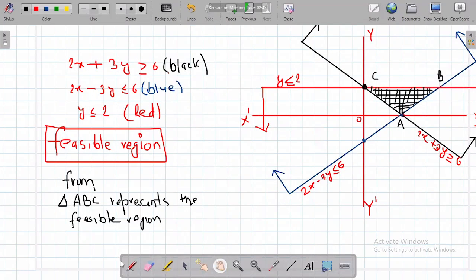Now what is A? You can easily find. A means 3, 0. B means 1, 2, 3, 4, 5, 6, 6, 2, I think. 6, 2. And C means 0, 2. So this is the feasible region along with the feasible points.